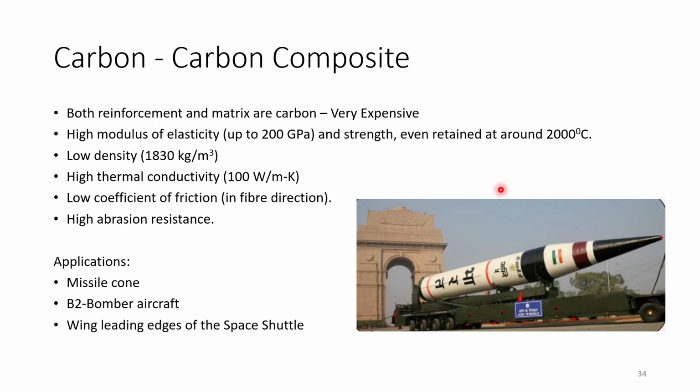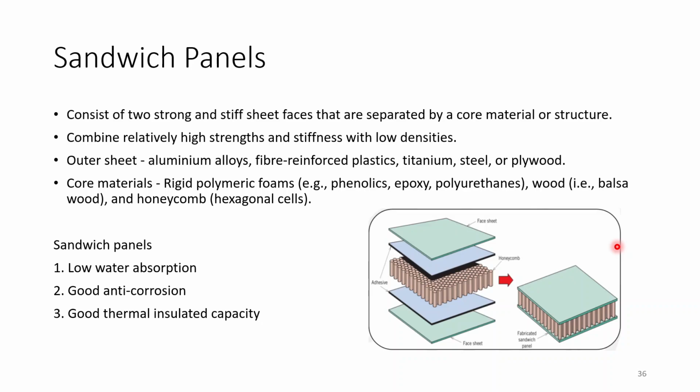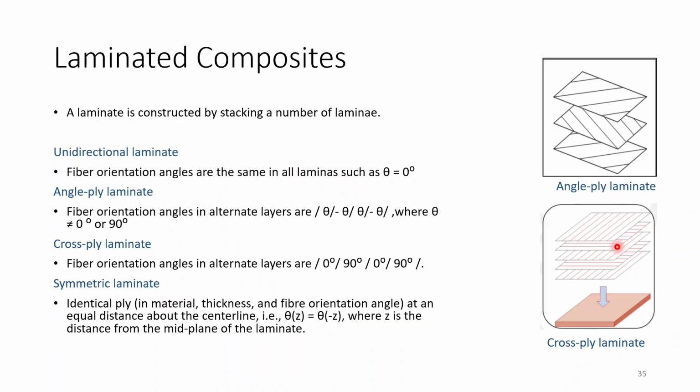It also has high thermal conductivity, around 100 watt per meter Kelvin, and it also has low coefficient of friction in the fiber direction, and high abrasion resistance. Applications include missile cones and the B-2 bomber aircraft, and also wing leading edges of the space shuttle. Okay, so there are three types of composites. Then we'll go to the manufacturing processes of making composites.